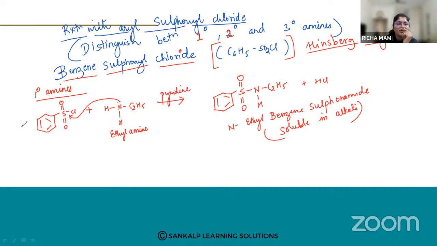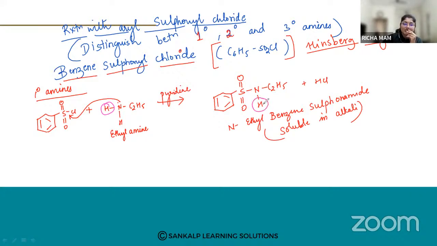So here the hydrogen atom which is attached to the nitrogen is strongly acidic. Why? Due to the presence of the electron withdrawing group, that is the sulfonyl group.